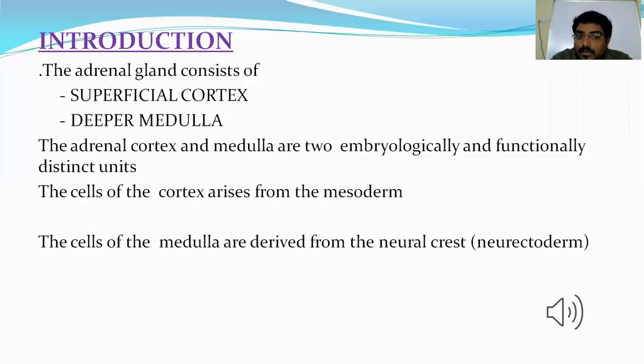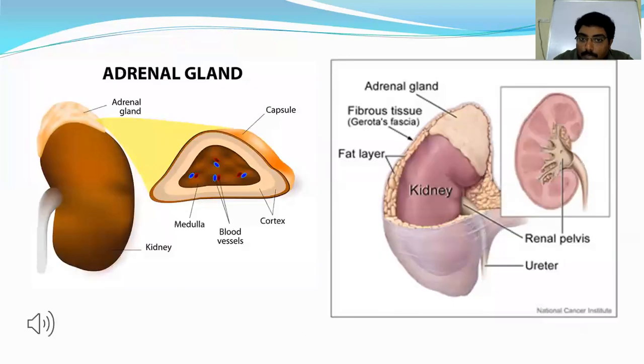See the cortex. Cortex means the superficial layer. It arises from the mesoderm. The medulla is the inner layer, and it is derived from the neuroectoderm, the neural crest. The superficial one is the cortex, derived from the mesoderm, and the inner, deeper medulla is derived from the neuroectoderm cells.